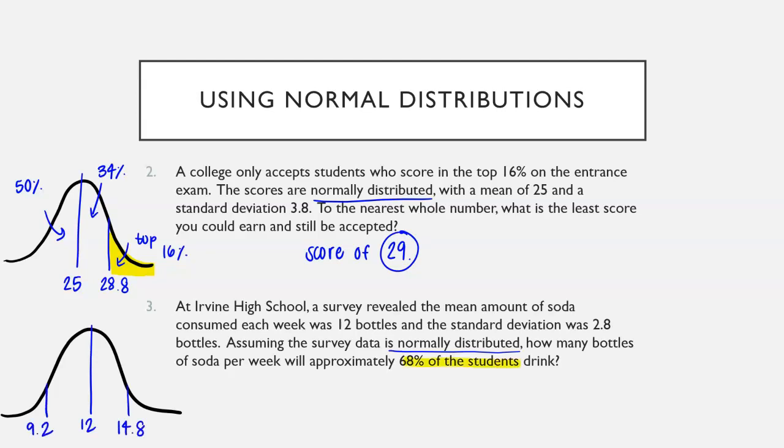68% of the students, according to the empirical rule, is 1 standard deviation above and below the mean. So that would be all the students that are in that highlighted section. Therefore, we can conclude that 68% of the students drink between 9.2 and 14.8 bottles of soda per week.